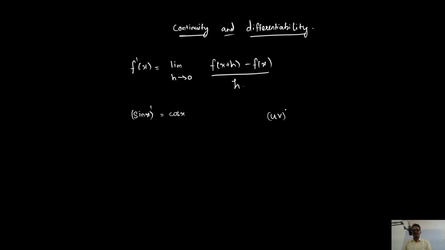uv differentiation. uv differentiation is uv dash plus vu dash, and u by v differentiation is equal to (v u dash minus u v dash) over v square. So by using this concept only, we are going to see the questions in the differentiation in grade 12th.